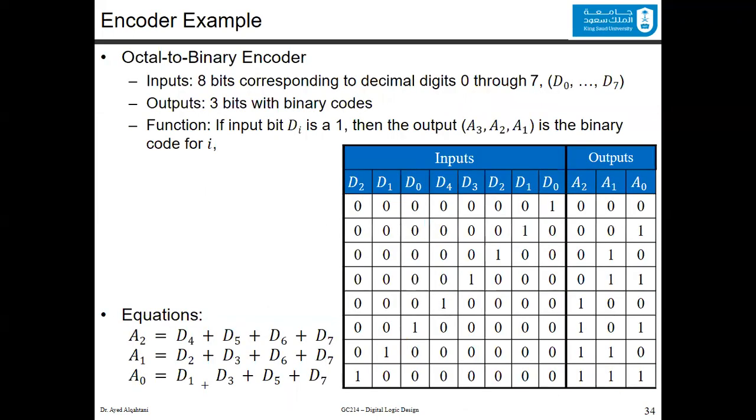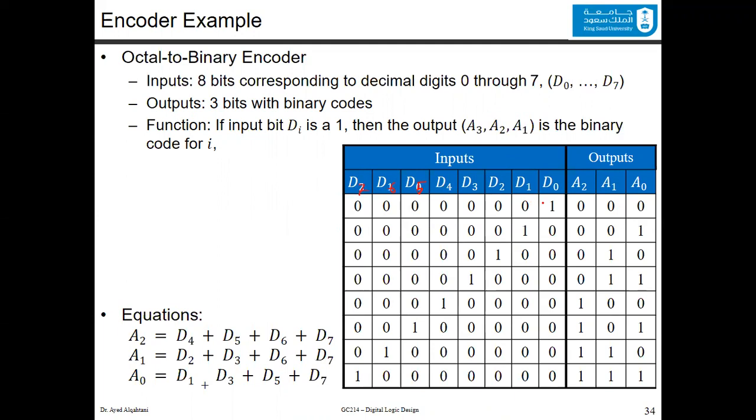As an encoder example, if you were asked to do an octal to binary encoder, the inputs will be 8 bits corresponding to decimal digits from 0 to 7, from D0 to D7. So you have the inputs from D0 to D7, and you have 3 outputs, which is the 3 bits with the binary code.